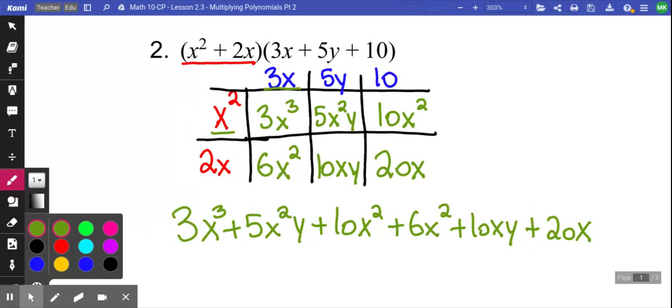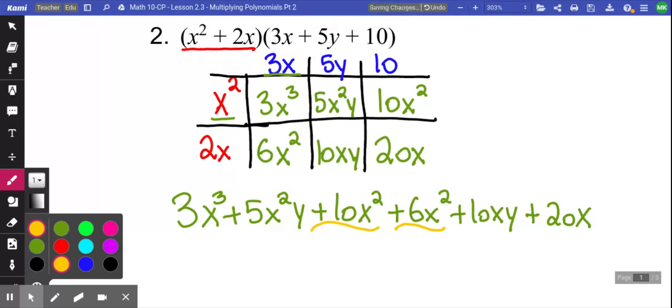But this time in our answer, we actually have one more step we have to do. Because if you look closely, you're going to notice you have like terms. You have two terms that have the same letter, same exponent. Those two things need to combine. So everything else is going to stay the same. So 3x cubed plus 5x squared y. But then those two terms are going to combine to be positive 16x squared, right?